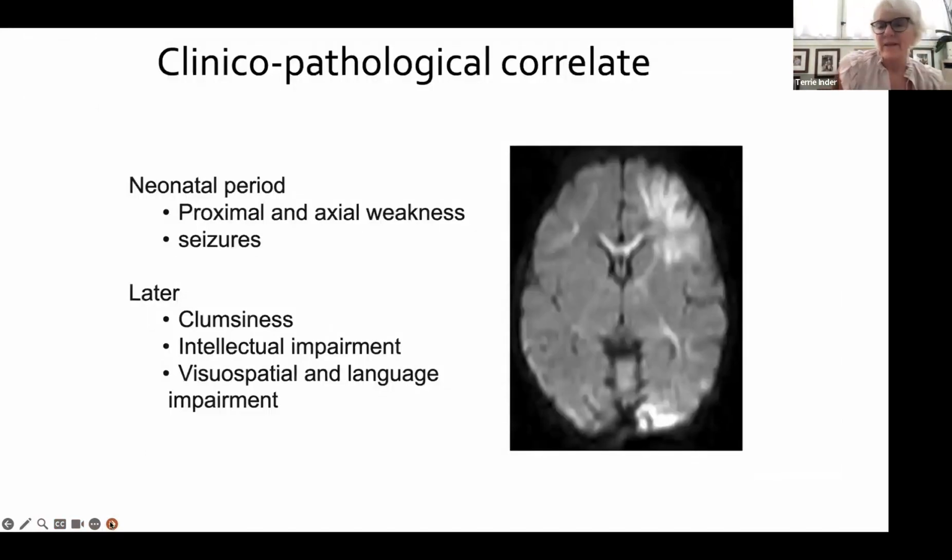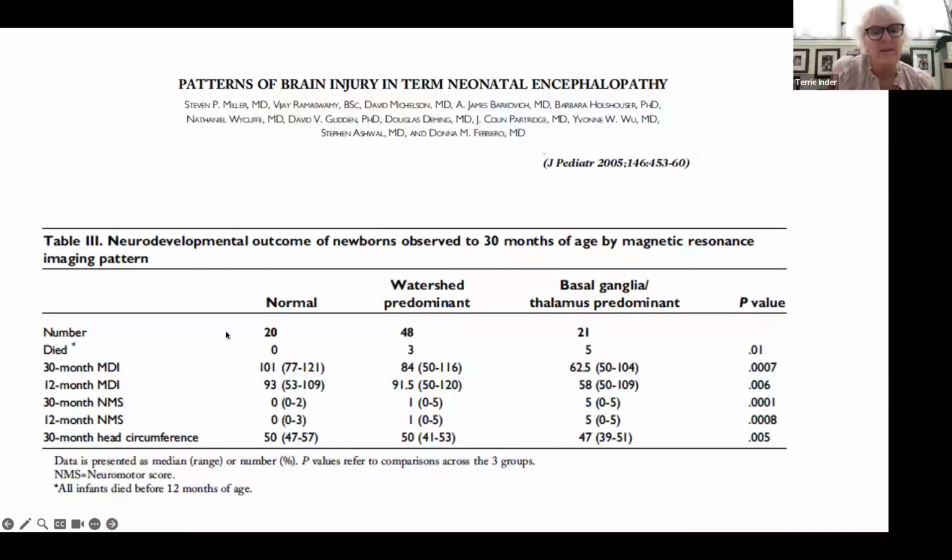What's the clinical pathological correlate? These babies can be difficult to pick up clinically. They may have a little bit of weakness, particularly in the shoulders and the hips, and they can present with seizures, or seizures can be problematic because you're involving the cortical neurons. Later, they can be a little clumsy, maybe have a little bit of academic issues, but overall, compared to the basal ganglia, they do relatively well. And this is an old paper, but a good one, that looked at these different patterns.